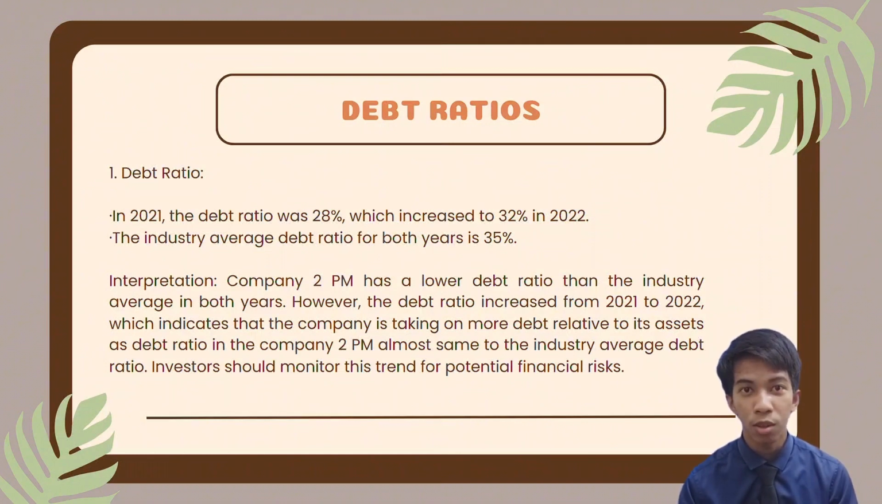However, the debt ratio increased from 2021 to 2022, which indicates that the company is taking on more debt relative to its assets, as the debt ratio of company 2PM is almost the same as the industry average debt ratio. So the investor should monitor this trend for potential financial risk.